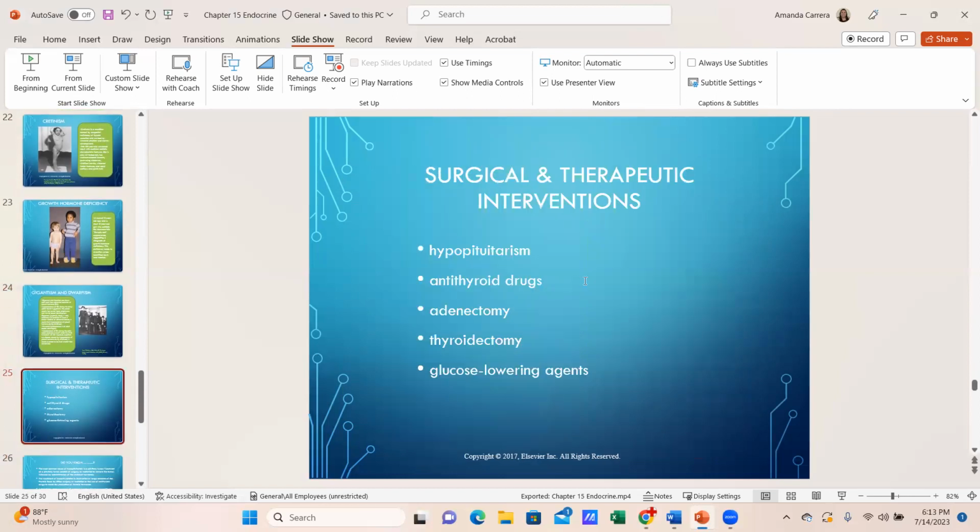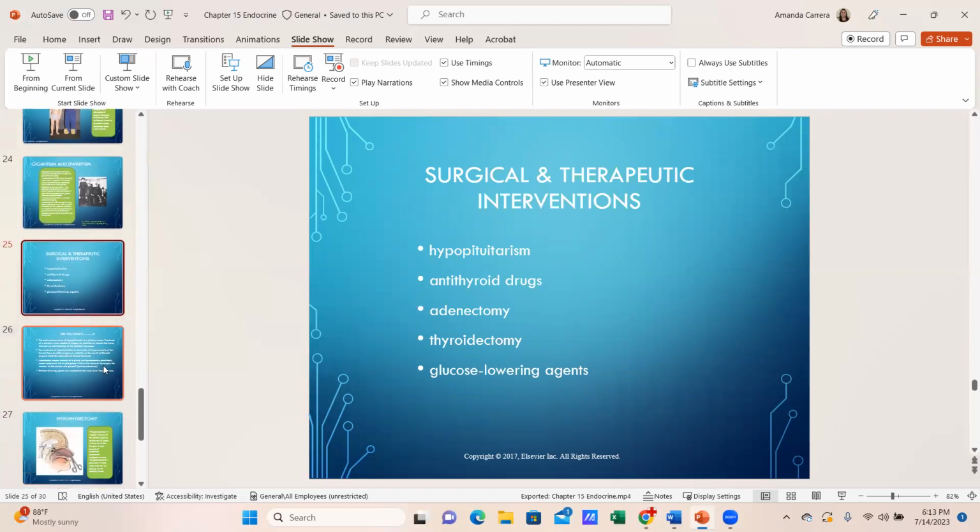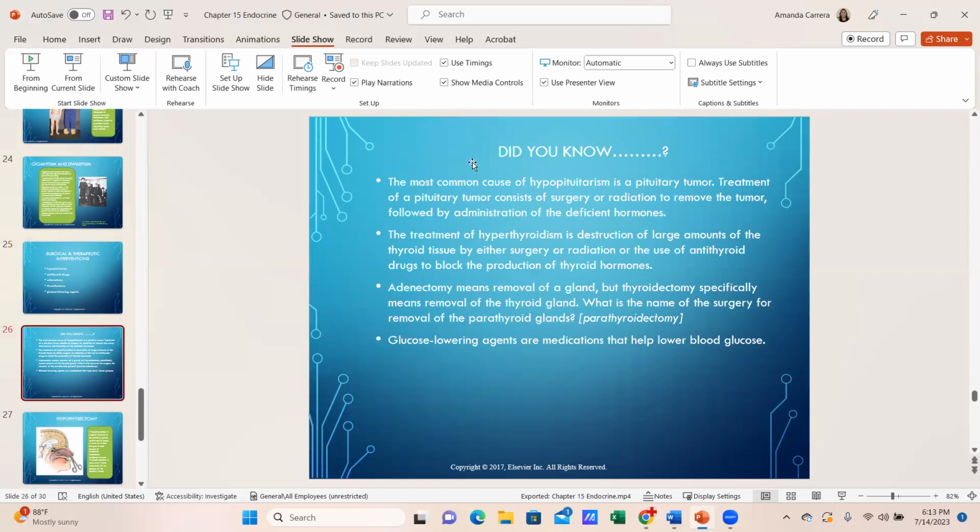How do they fix it? How do you fix it? What are the interventions? Well, medications, lowering blood sugar agents, so maybe diabetic medications. How about surgery? Yes, it's an option. Wait till you see the next picture.